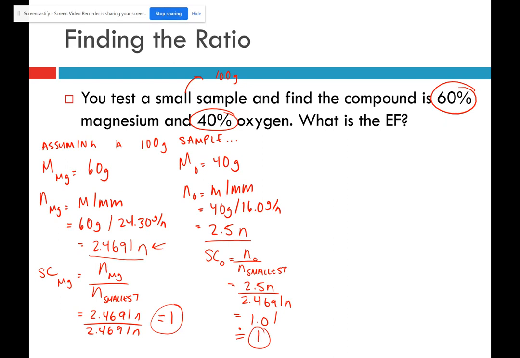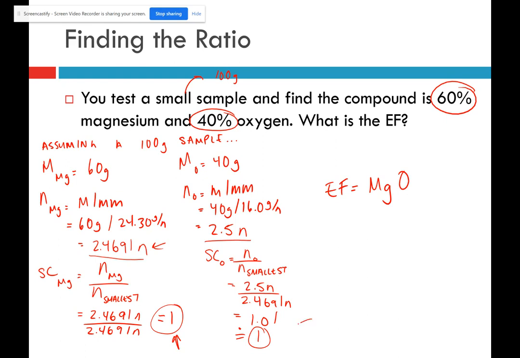So what we're going to say is our empirical formula is going to be magnesium with a subscript of 1. So I'm not going to actually write that 1 because we don't write 1s as subscripts. And oxygen with a little subscript of 1.